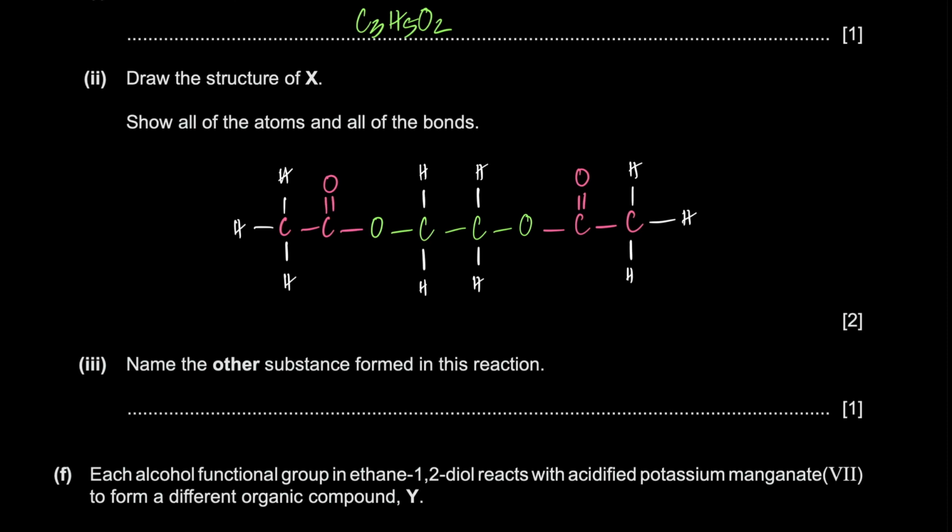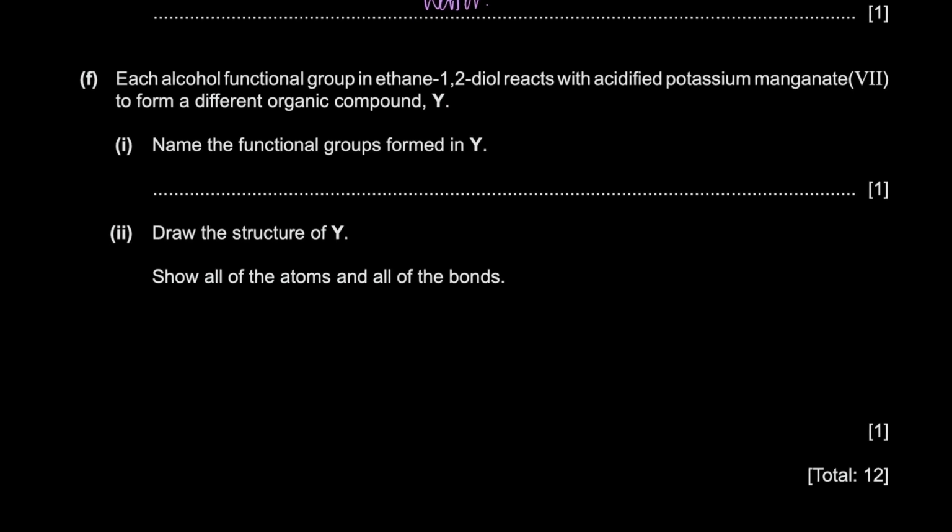Name the other substances formed in this reaction. Oh my, oh my. Dihydrogen monoxide. Each alcohol function group in ethane 1,2-diol reacts with acidified potassium manganate. Name the function group that is formed. It's a carboxylic acid function group that forms. Carboxylic acid function group. Pretty cool.